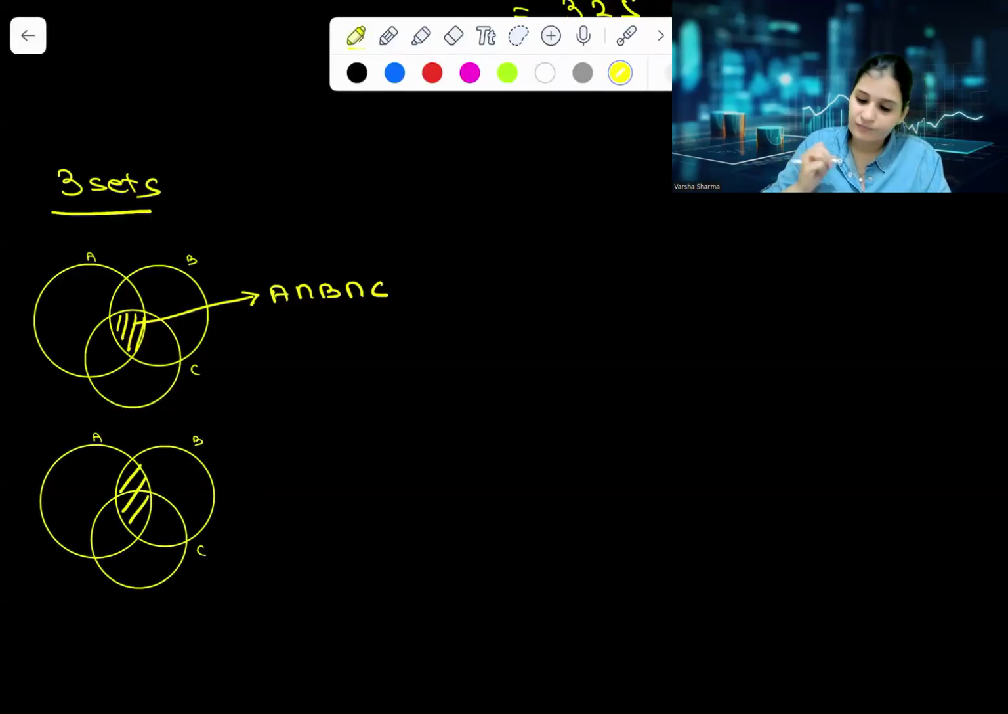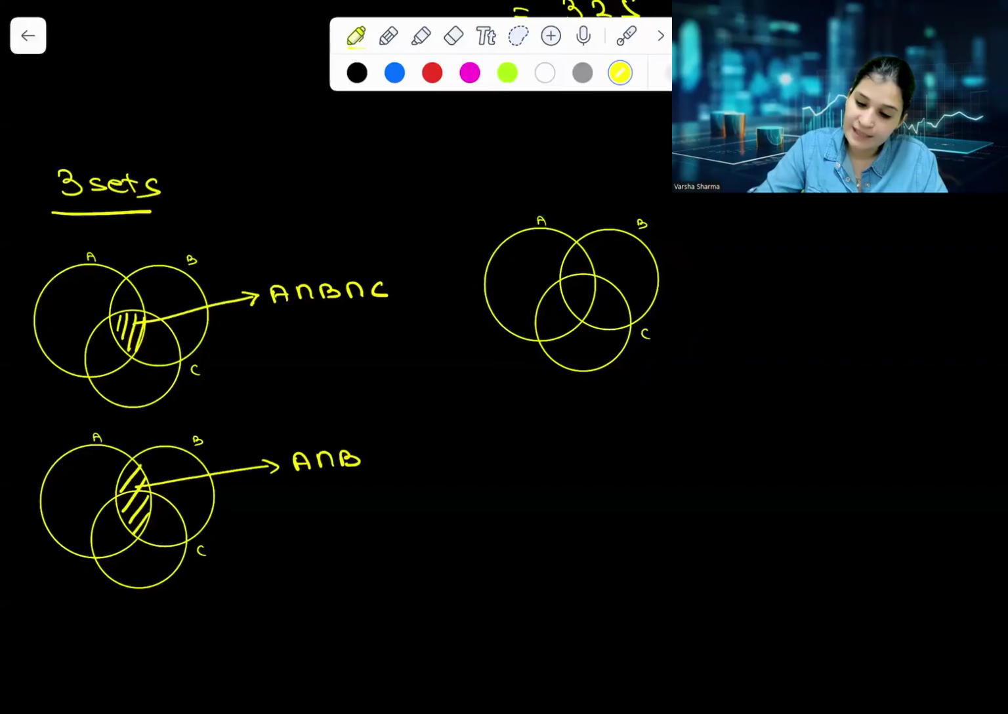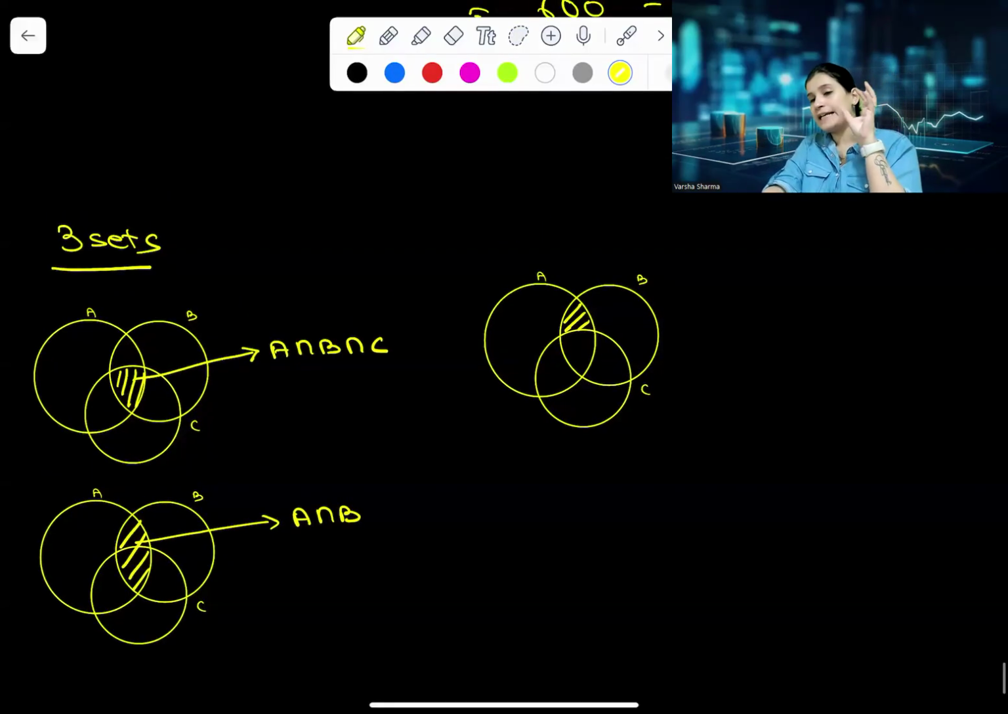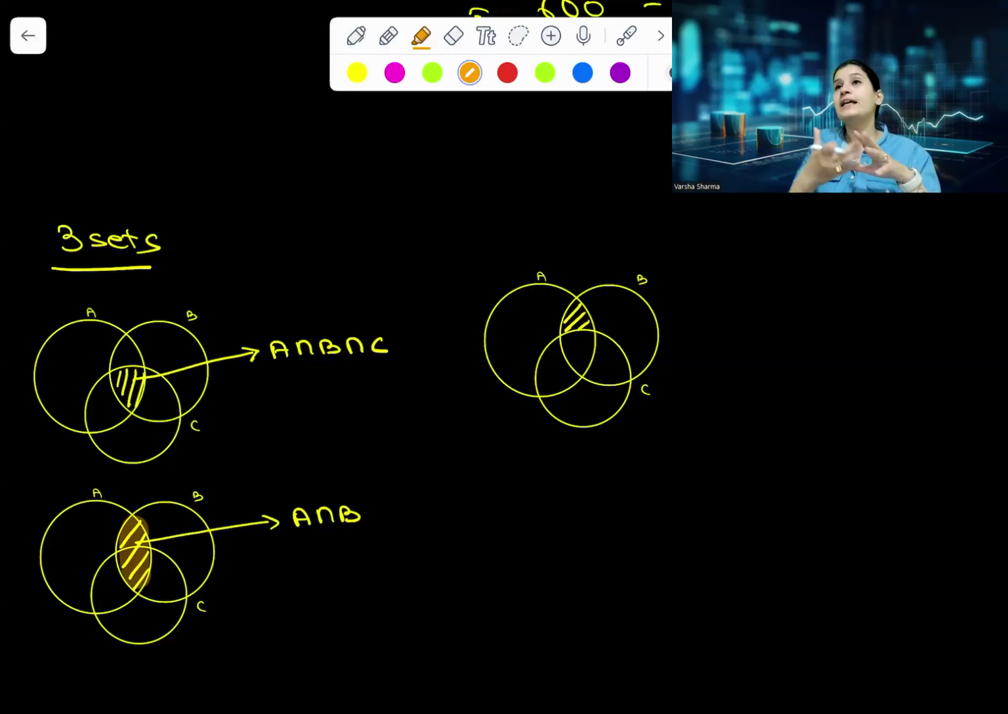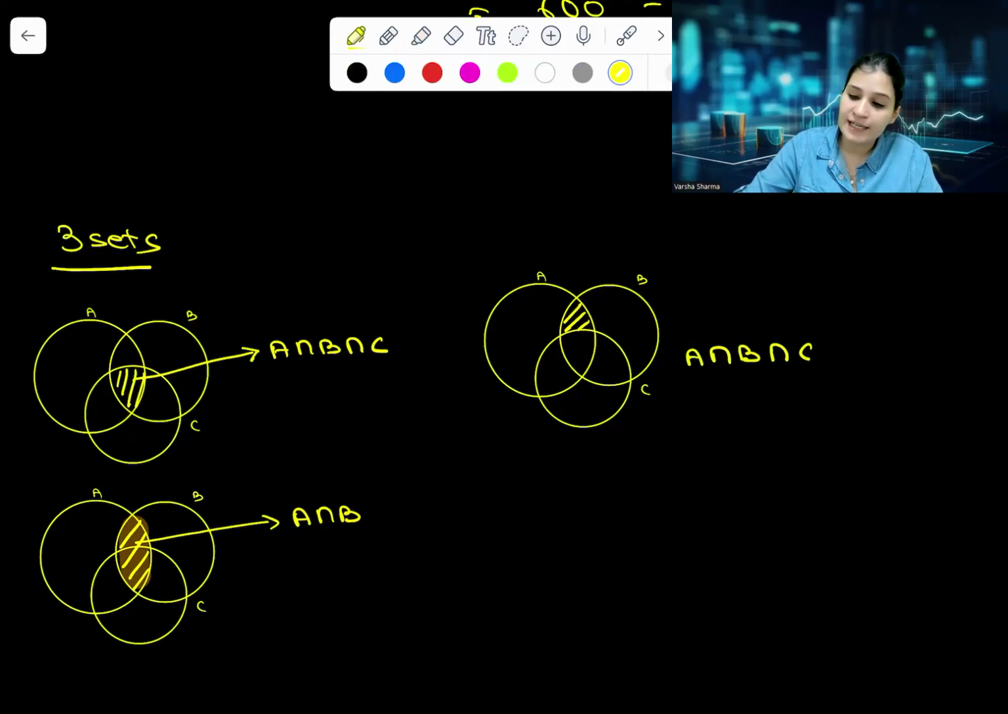If I want this, what will this set be? This will be the common area between A and B. What will this area be now? It's a part of A and B, A intersection B, but it removes the part that it was sharing with C. Now in the third one that I've shaded, I have shaded the part that is in A and in B, but I haven't taken the part that is in C. So I want A and B and not C, so A and B and C complement.